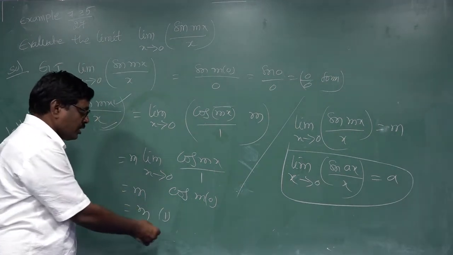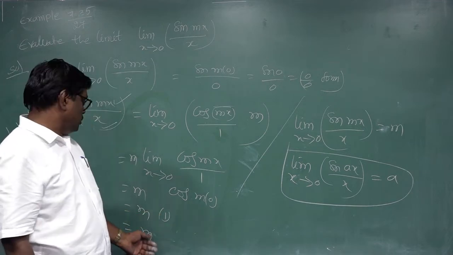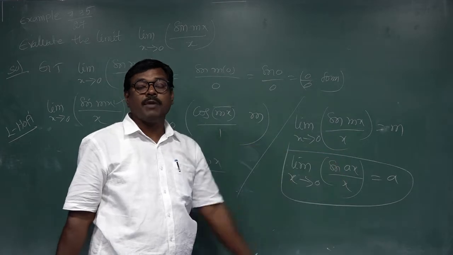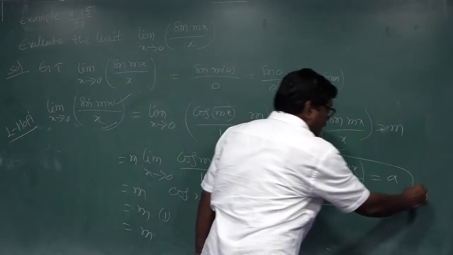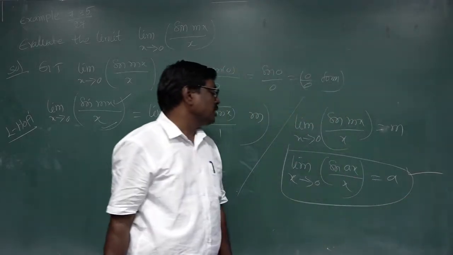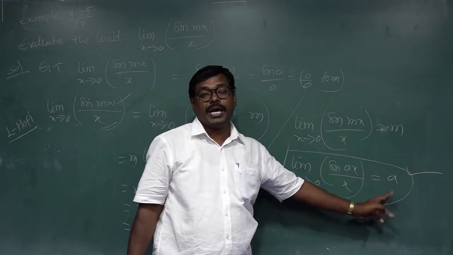Cos 0 value is 1. m into 1 equal to m, where m equal to the limit as x tends to 0 of sin mx by x equal to m. This formula: limit x tends to 0, sin x by x equal to a.